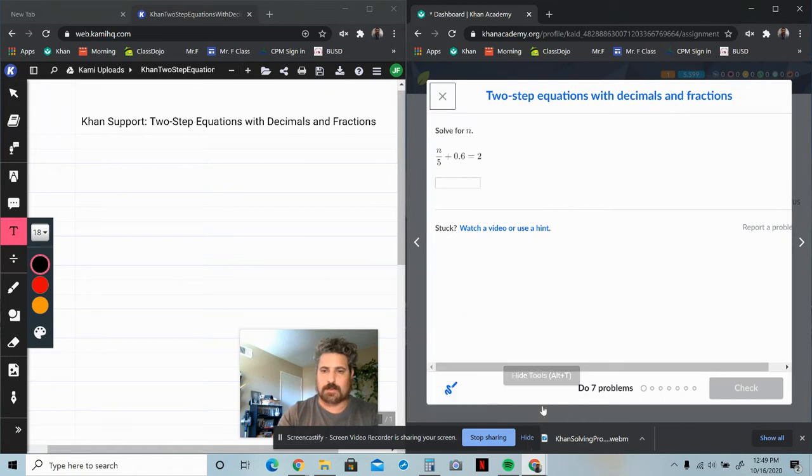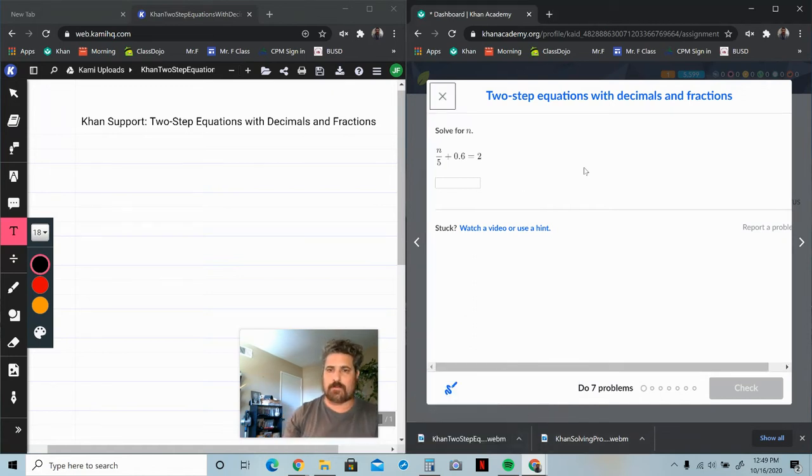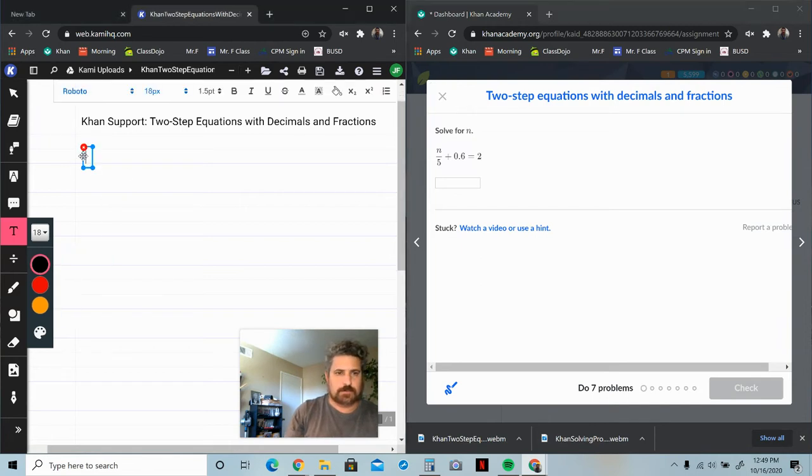All right. So we have here n over 5 plus 0.6 equals 2. Let's do this first problem.